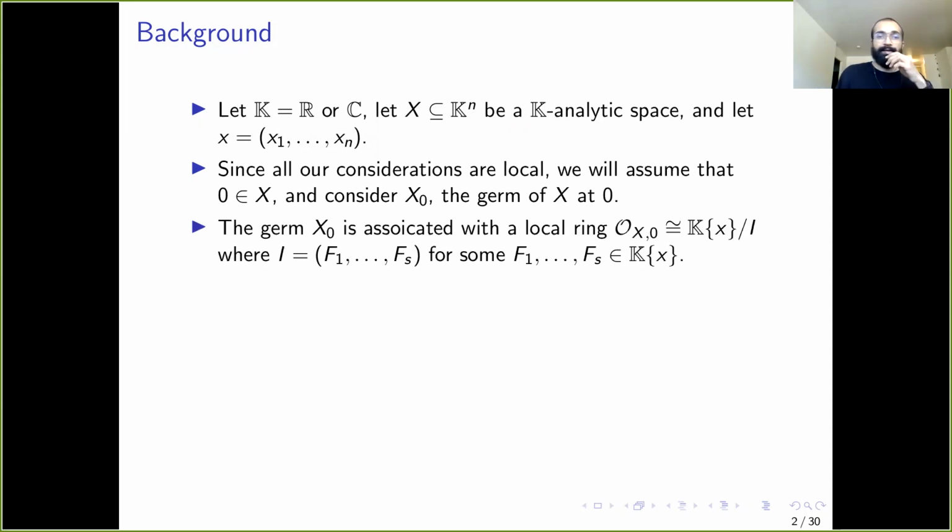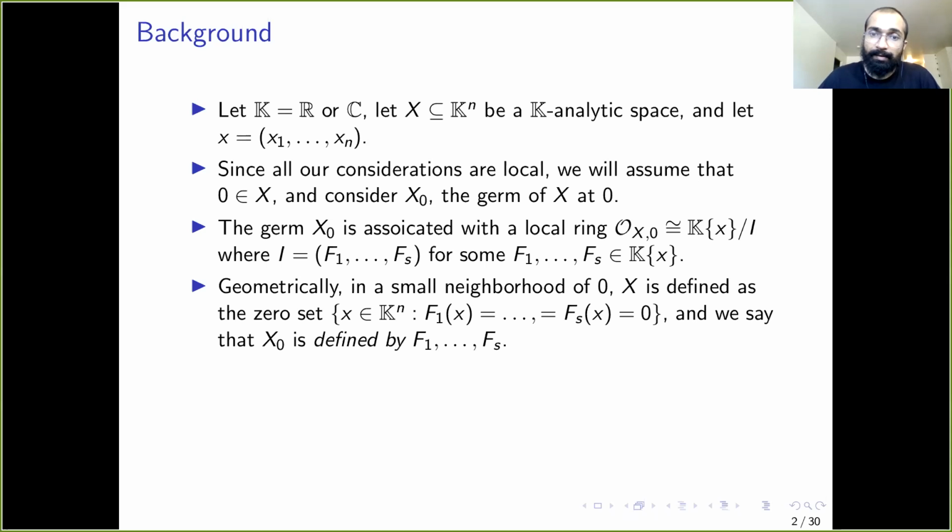So the germ X0 is associated with a local ring that's isomorphic to a quotient of the ring of convergent power series over x by an ideal I that's generated by a finite set of convergent power series f1 through fs. And geometrically, in a small neighborhood of 0, the space X is defined as the set of common zeros of these power series f1 through fs. And consequently, we say that X0 is defined by the set of power series f1 through fs.